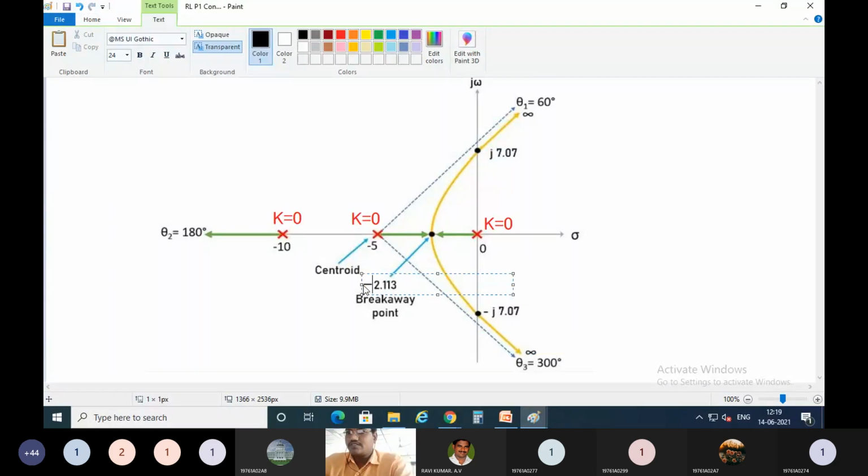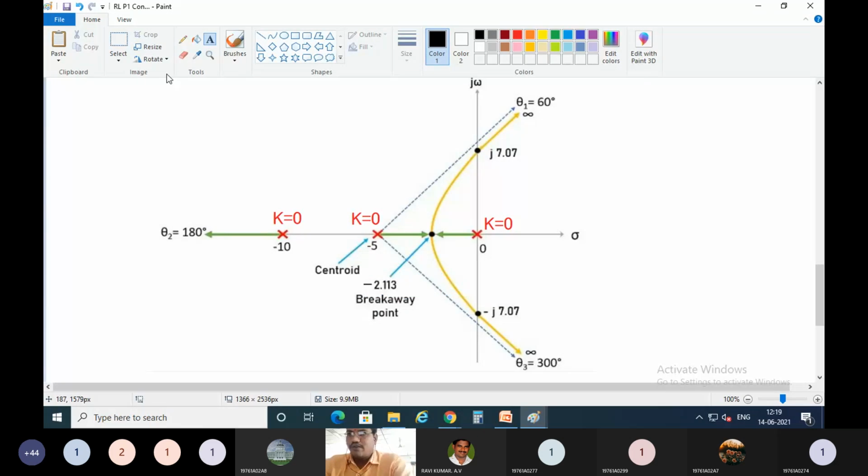Yes. So this is minus 2.11. Next, at this point they are going to meet. How is the journey going to happen? What is the journey? How are they going to move? At 0 one root locus branch starts, and at minus 5 one root locus branch starts. They are moving like this. They are connected. They are meeting at a breakaway point, minus 2.113, and one root locus branch takes this way, moving upwards, and another root locus branch moves downwards.